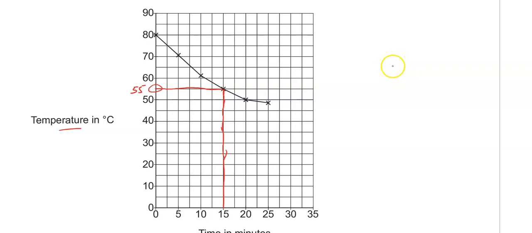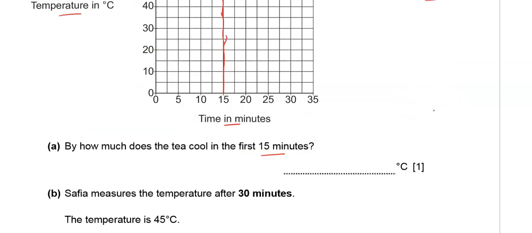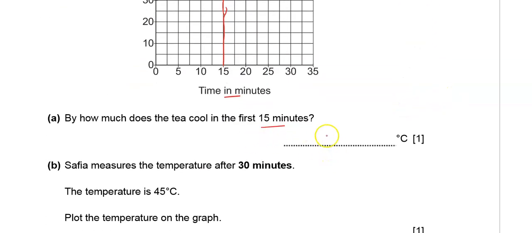So we take the initial temperature of the tea, which was 80, and in 15 minutes the temperature of the tea is 55. So we take away 55. We borrow 1, 10 minus 5, we get 5. We had borrowed 1 here, 7 remaining, 7 minus 5, we get 2. So 25 degrees Celsius. So the tea cooled by 25 degrees Celsius.